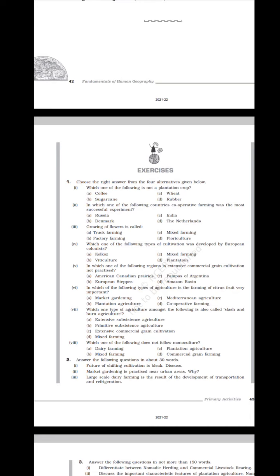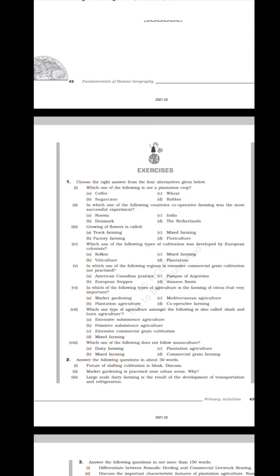Growing of flowers is called truck farming, mixed farming, factory farming, floriculture. Which one of the following types of cultivation was developed by European colonists? Kolkhoz, mixed farming, viticulture, plantation. In which one of the following regions is extensive commercial grain cultivation not practiced? American Canadian prairies, pampas of Argentina, Eurasian steppes, Amazon basin.